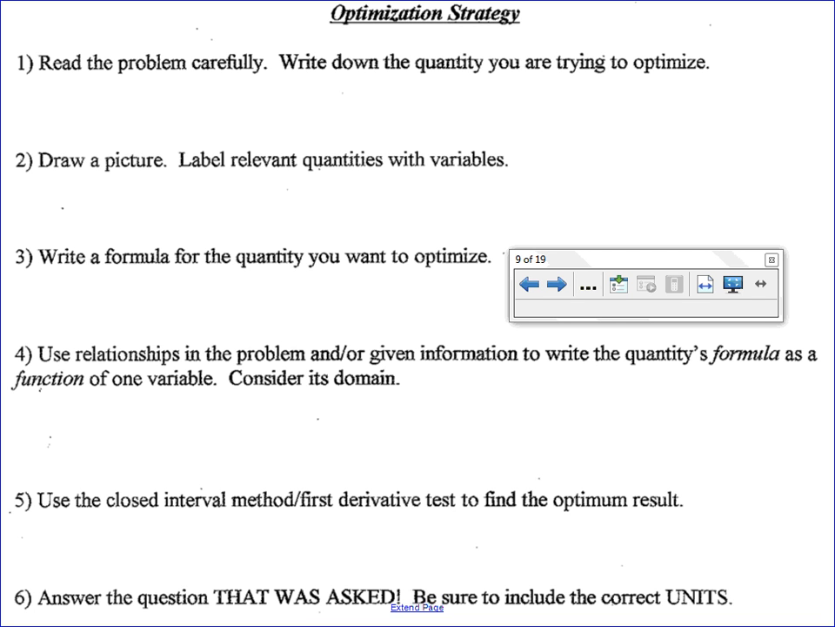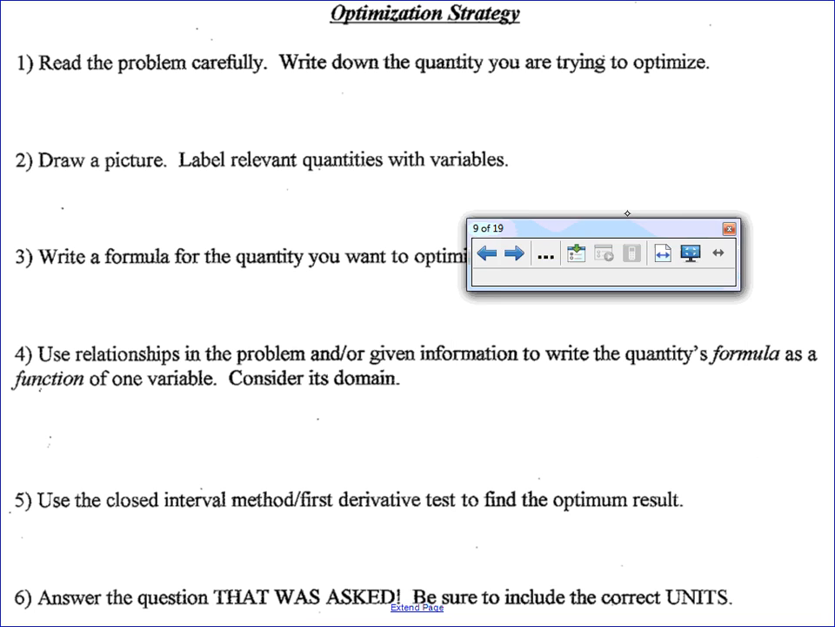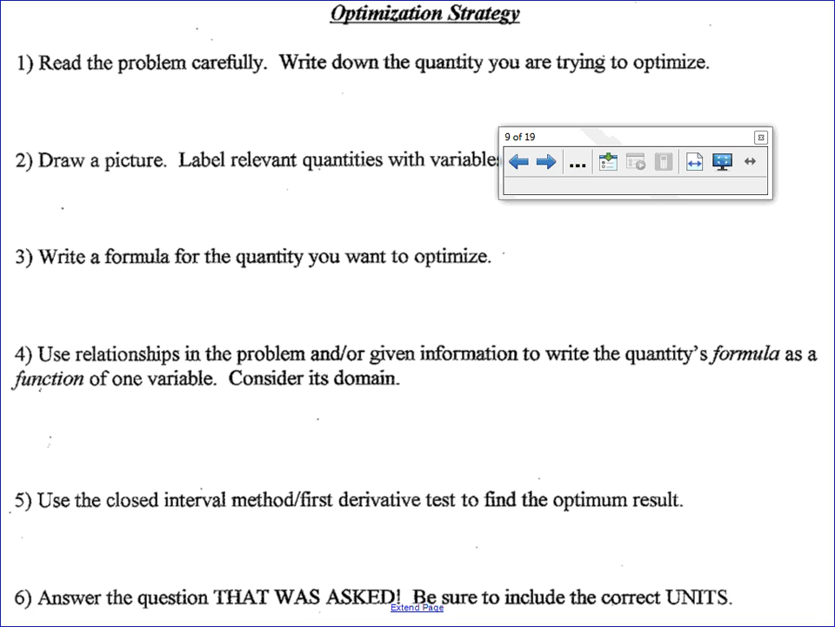Drawing a picture and labeling with relevant quantities and variables will allow you to get the algebra into your formula and equations. You're going to write a formula for the quantity that you want to optimize. That's your goal from number 1. You'll use relationships in the problem that are given information to write the quantity's formula as a function of one variable. Consider its domain. In this case with the cylinder, that was helpful because it narrowed down my search.